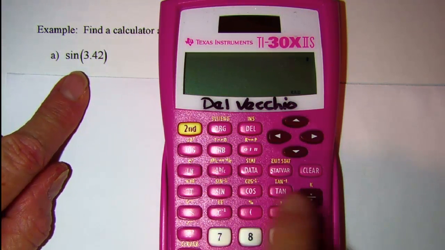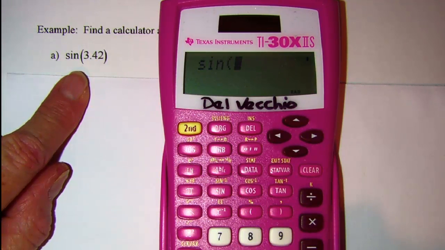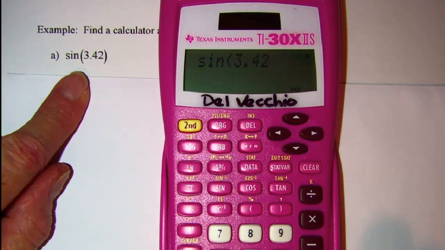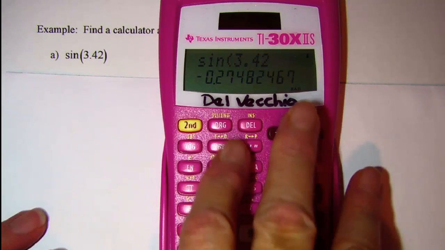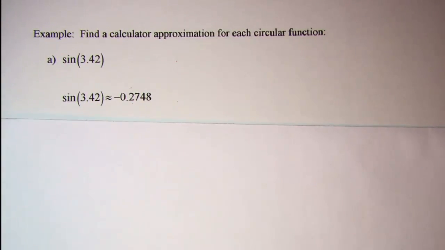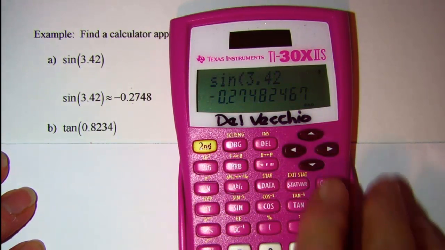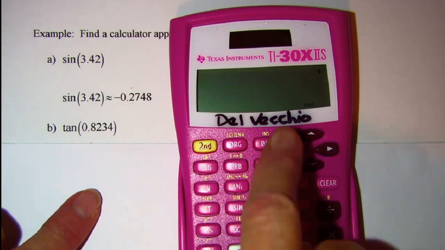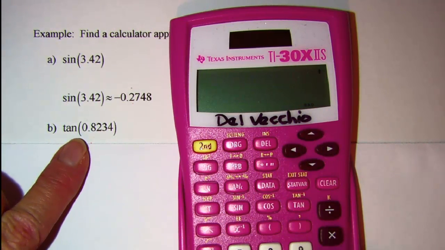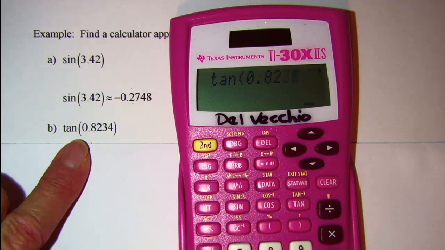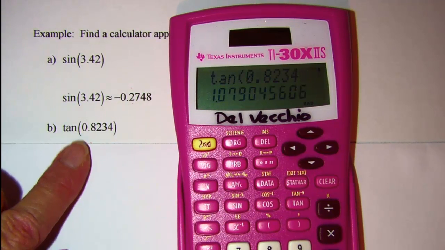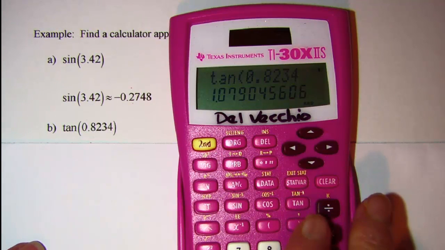Now to do our sine, we just do it as normal. Sine of 3.42, and looks like negative 0.2748. And our next one, always check, make sure you're in radians. I need tangent of 0.8234, and looks like 1.0790.